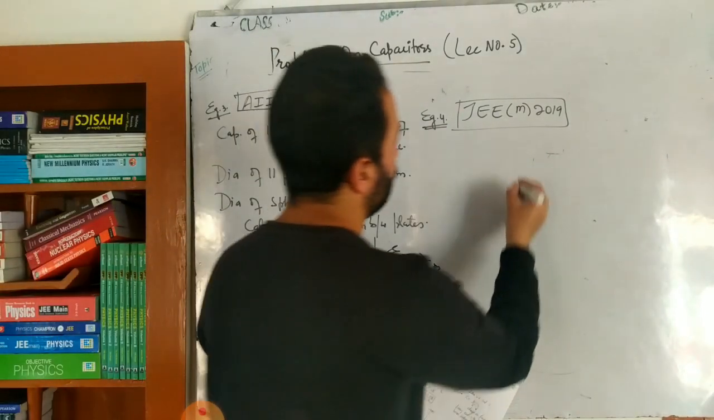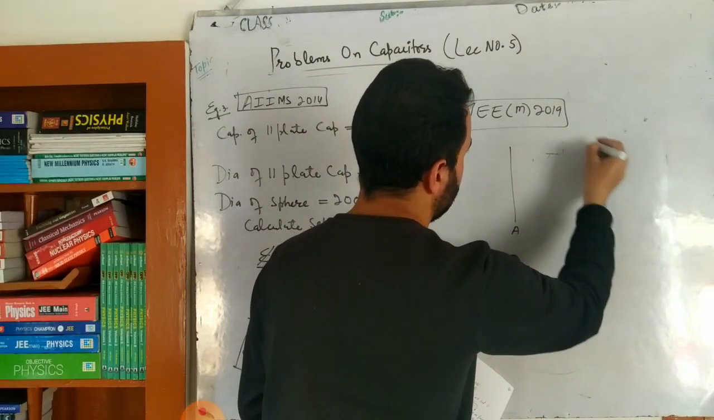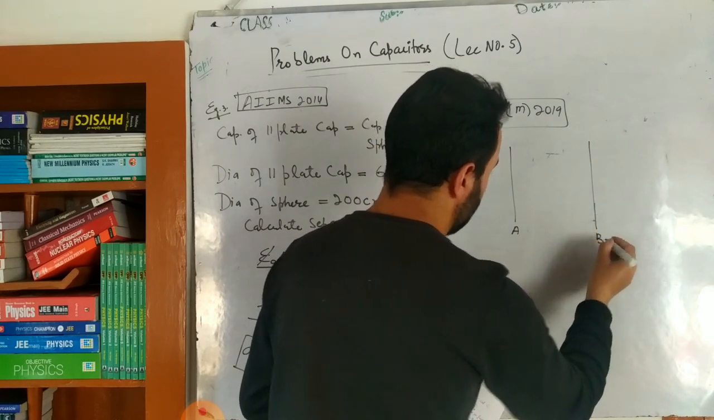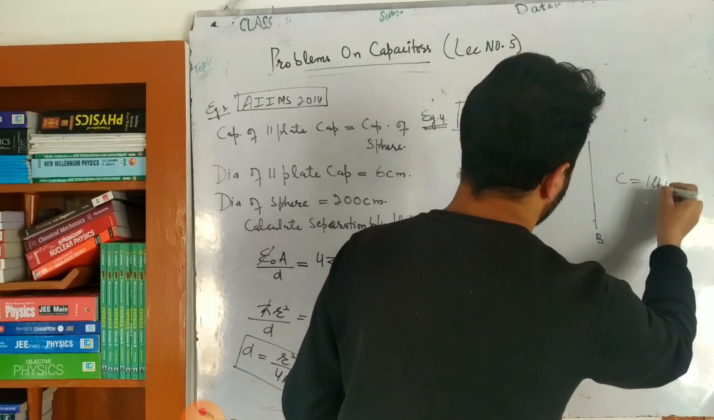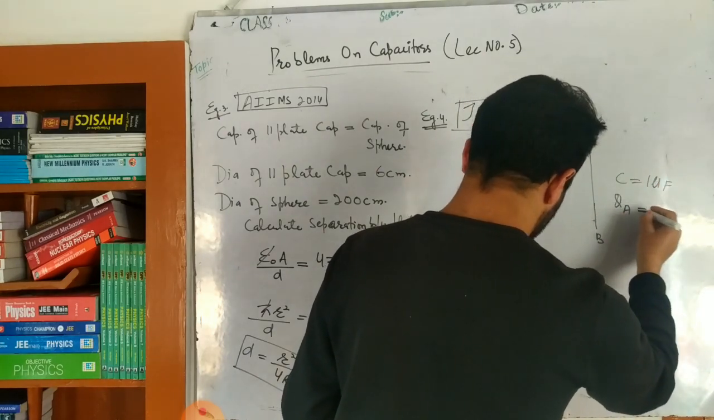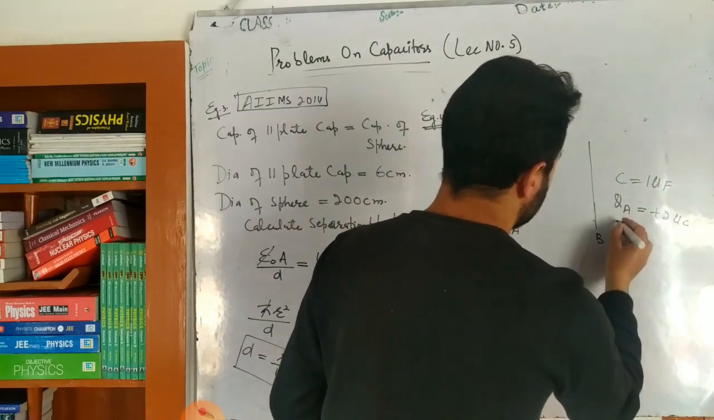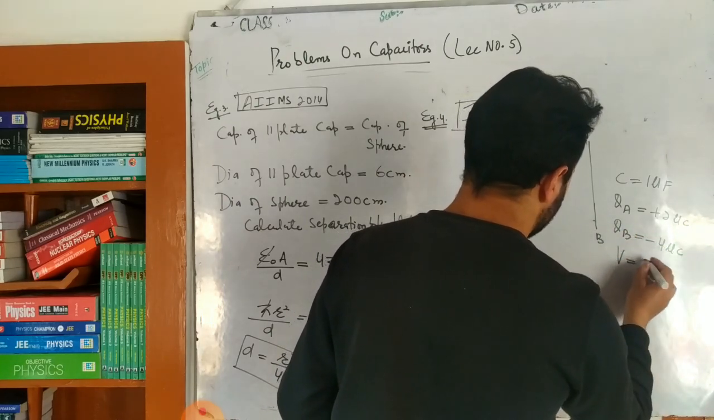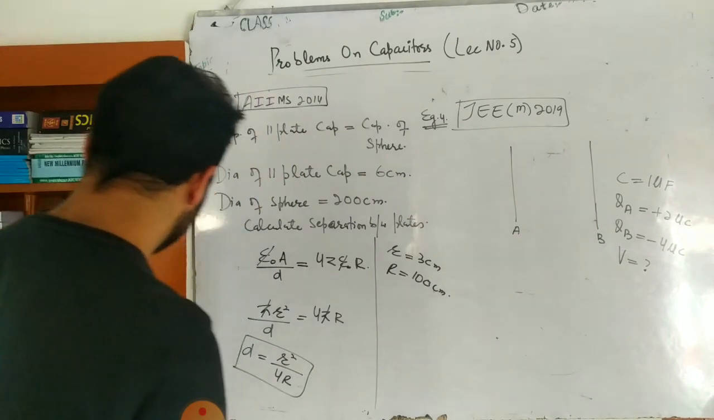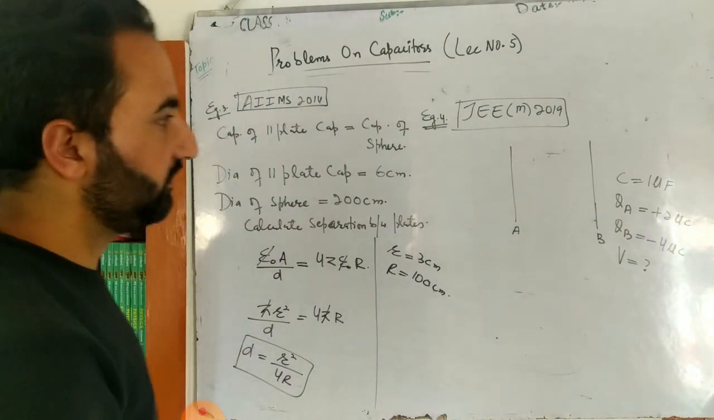The question is like this: there are two plates. Here we have this plate A and this plate B, two conducting plates, and it is given to you that the capacitance of the capacitor is 1 microfarad. The charge on plate A is plus 2 microcoulomb. The charge on B is minus 4 microcoulomb. The question is to calculate the potential difference between the plates. Asked in JEE Main 2019.